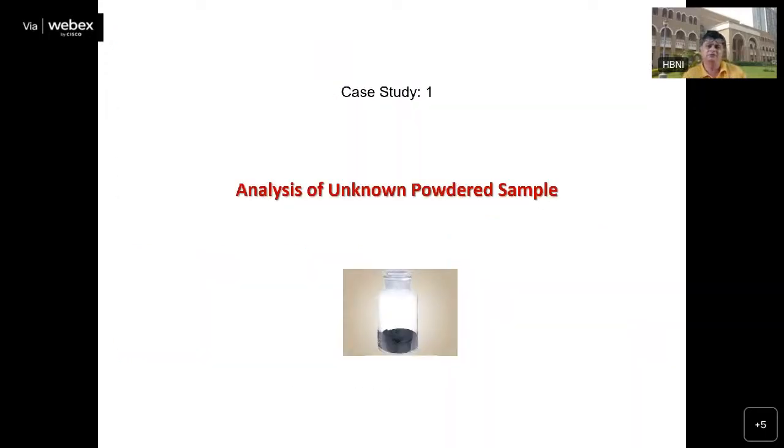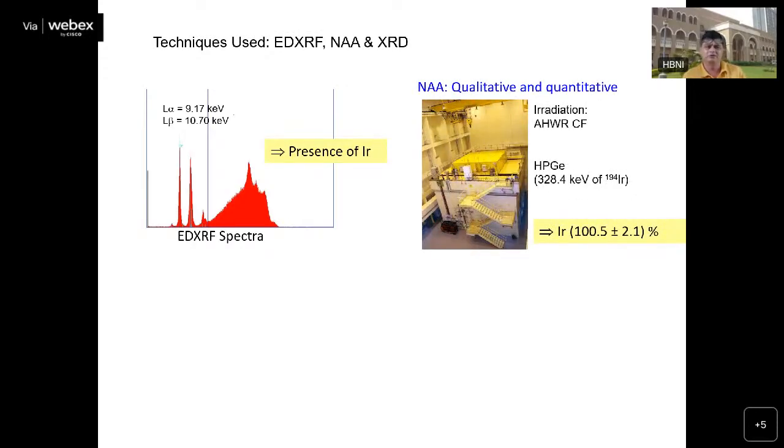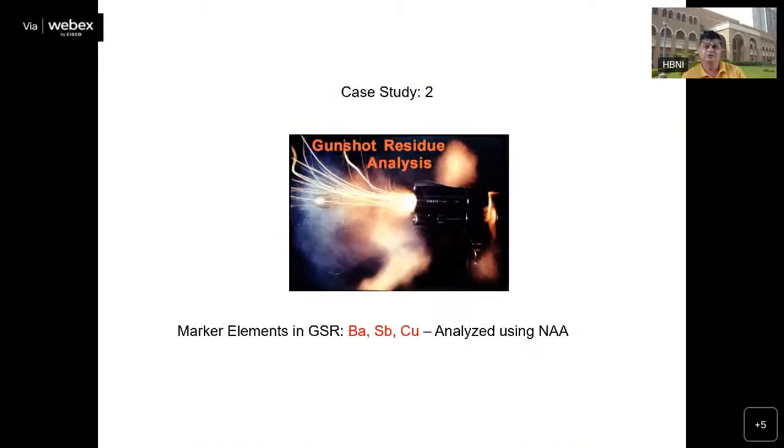Similarly, here this is one of the unknown samples we have received. Earlier we had done the EDXRF and the XRD pattern, and it has been further scrutinized by carrying out neutron activation analysis that this is radium only.